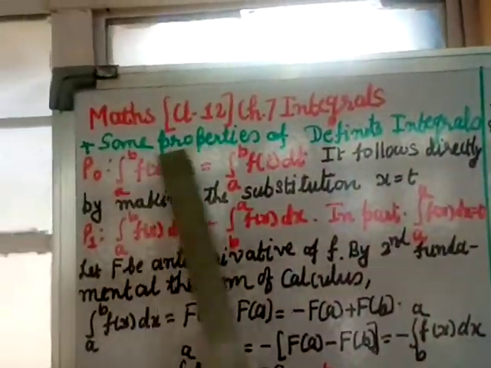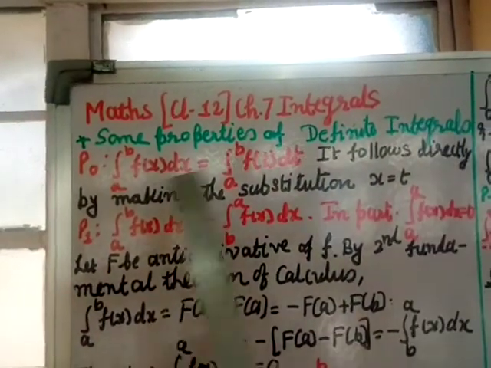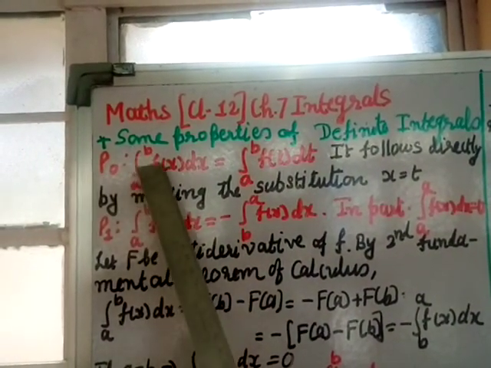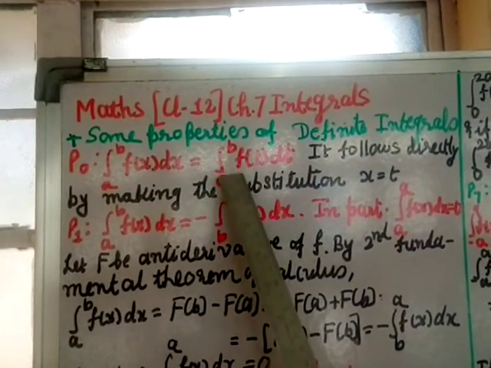Mathematics Class 12 Chapter 7 Integrals. Some properties of definite integrals. Property P0: integral a to b f(x) dx is equal to integral a to b f(t) dt.